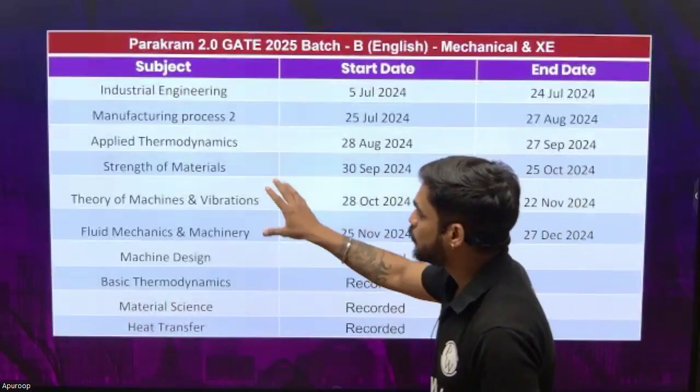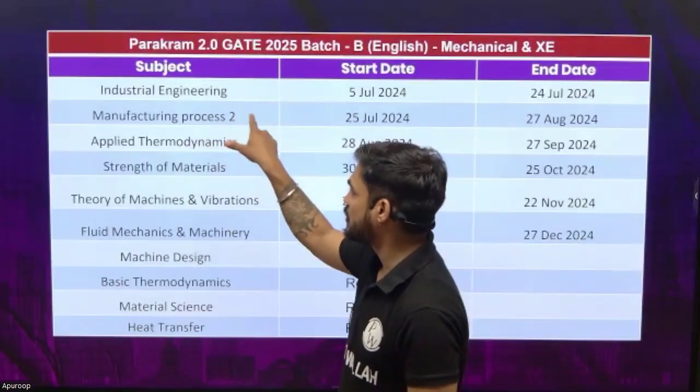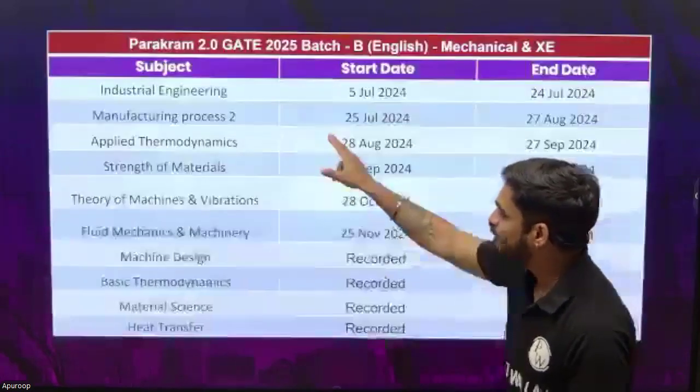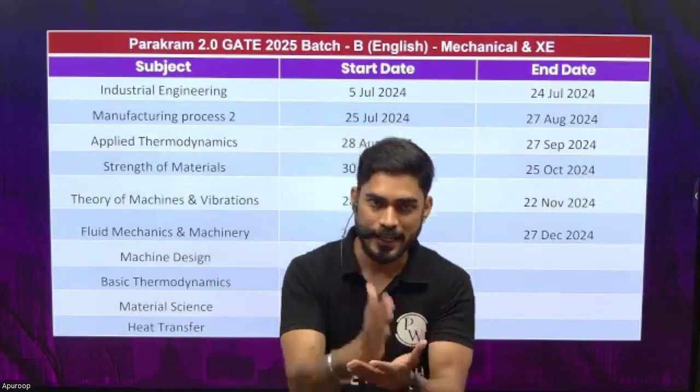Now, let me tell you, don't get confused with this 2 and 1. Okay. Because when manufacturing process 2 will start, you might get confused that without completing 1, how can we start 2? So we have split the entire manufacturing processes into 2 parts.